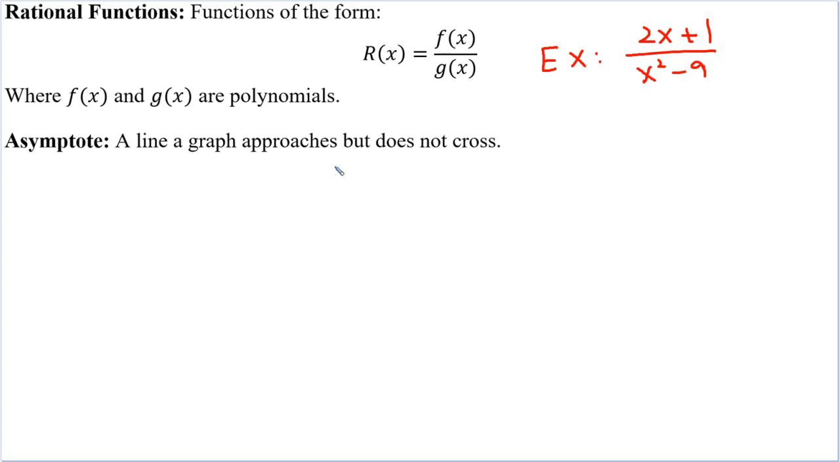One other thing quick, just a quick vocab word for you, asymptote. That's a line the graph approaches but does not cross. Okay, with rational functions, we'll talk about their asymptotes a bunch just because they'll show up as we go through them.